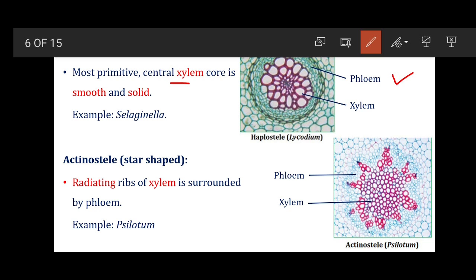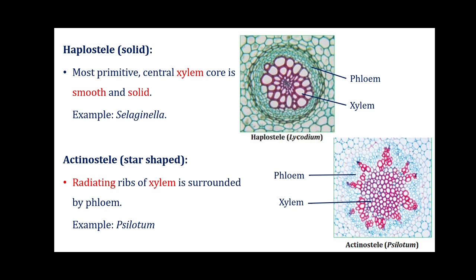Another is the actinostele. The name itself suggests that it is star shaped. The radiating ribs of xylem are surrounded by phloem. Here the red part is the radiating ribs of xylem, which is surrounded by a phloem element. It is known as actinostele.